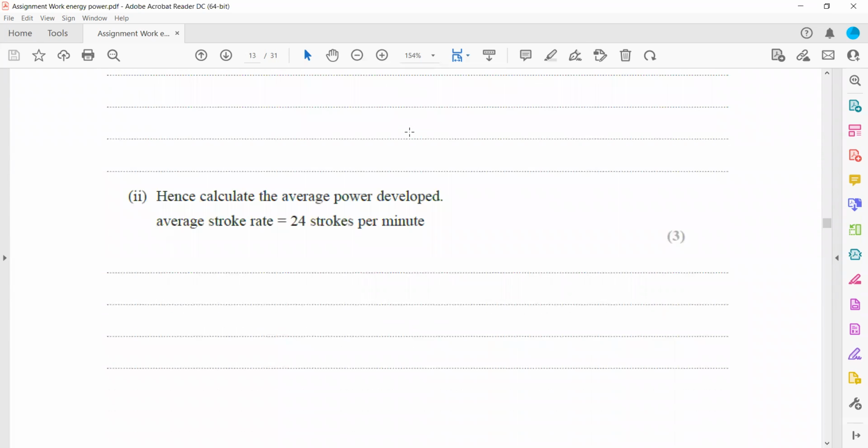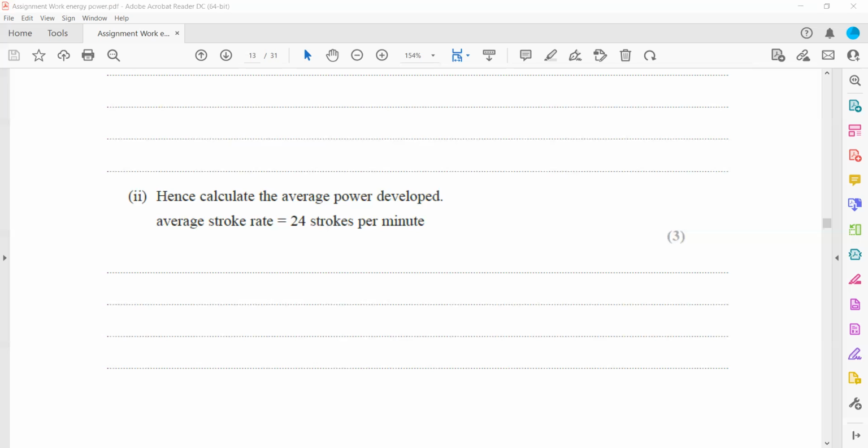Hence, calculate the average power developed. Average stroke rate is 24 strokes. The strokes are there every minute, so in 1 minute we have 24 strokes. We want to calculate the average power. Power is work divided by time, because the formula for power is work divided by time.